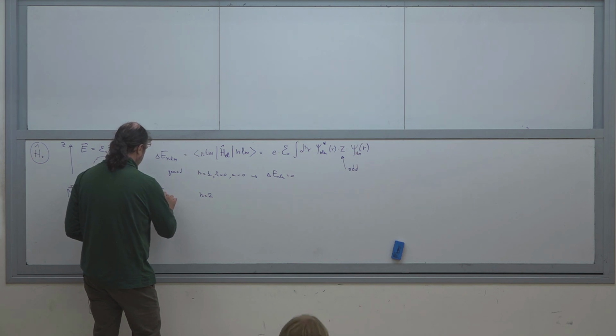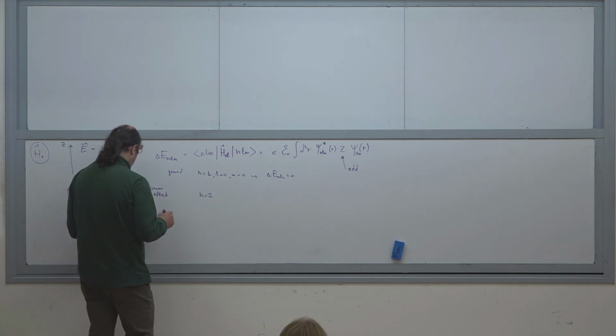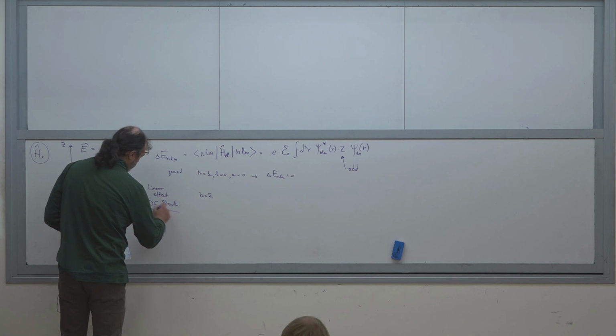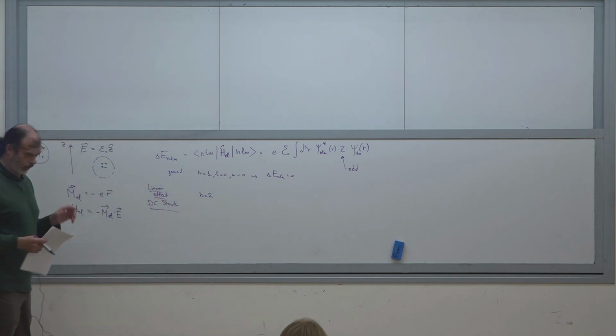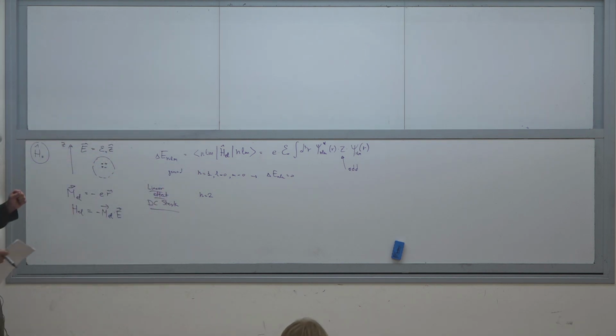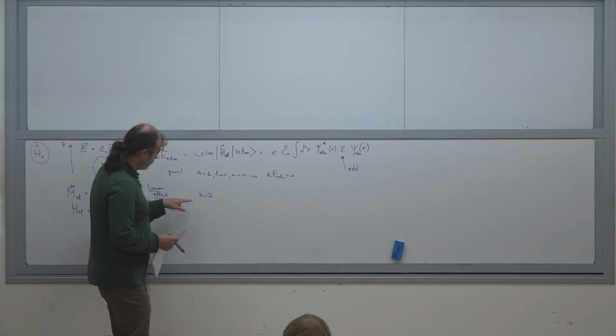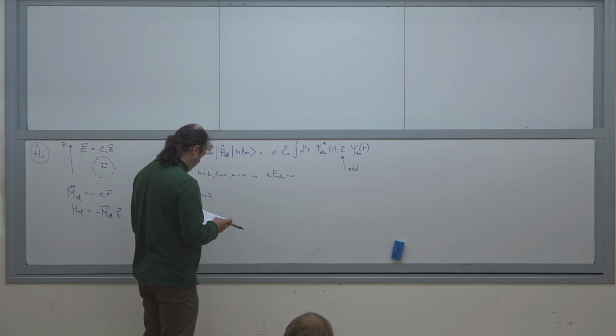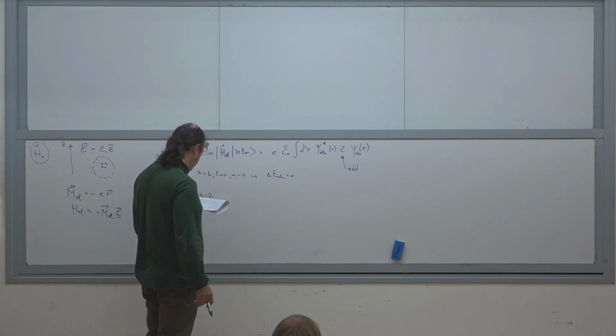And this effect is called the linear DC Stark effect, as it is known in the literature. So this is the first order Stark effect. It's only non-zero for an excited state. Let's say we are dealing with the n equal to 2 state.